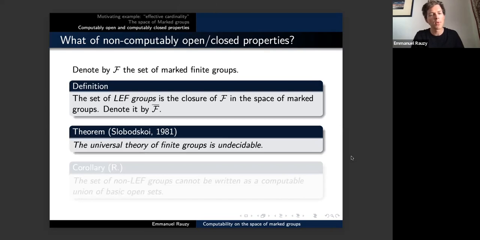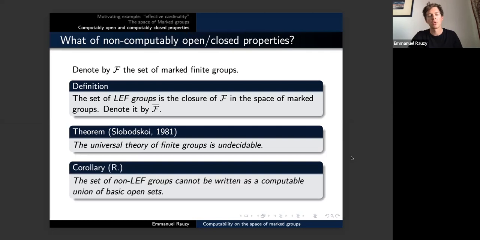And as a corollary of a theorem of Slobodskoy, which says that the universal theory of finite groups is undecidable, I can prove that the set of non-LEF groups cannot be written as a computable union of basic open sets. So this means that, following one of the definitions we had of computably open, the set of non-LEF groups is not computably open while being open. And so the set of LEF groups is closed but not computably closed.